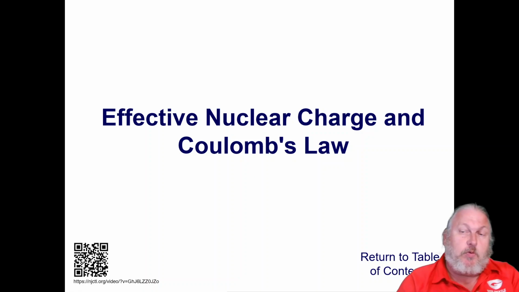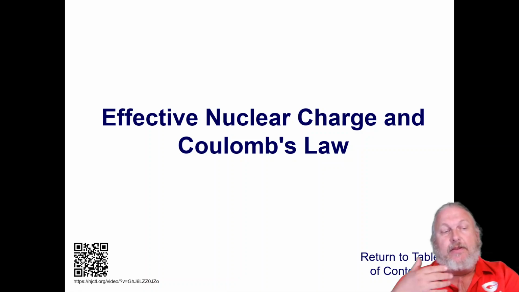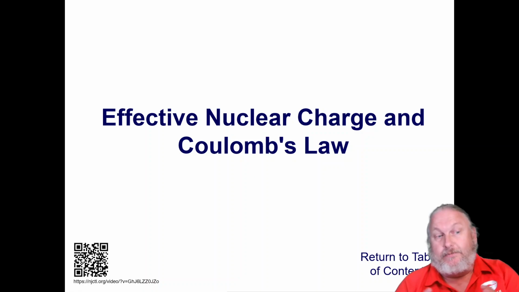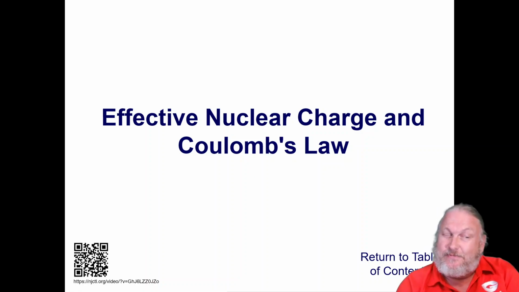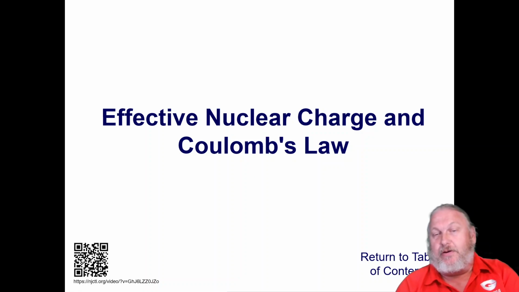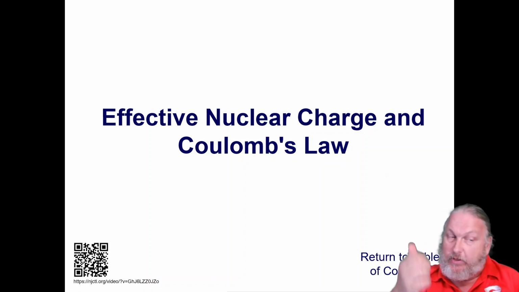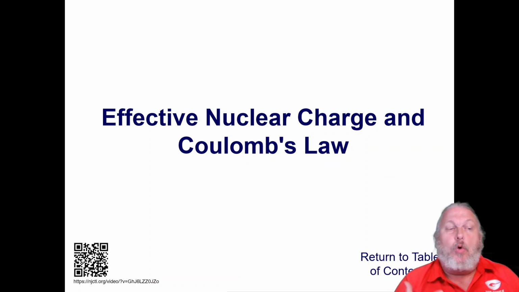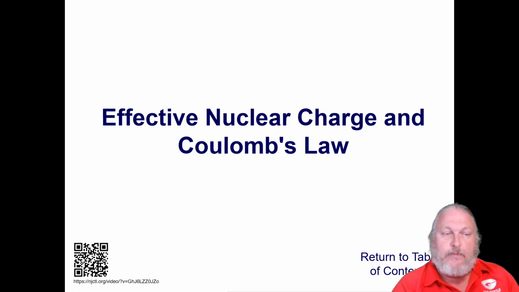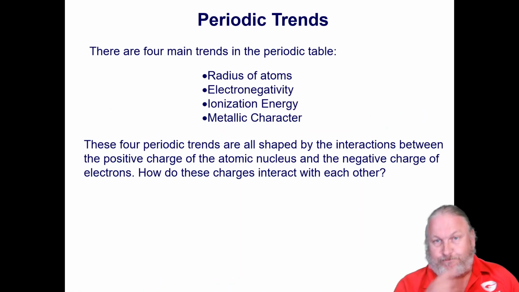So this one, we're going to be talking about the basis of how these elements trend along the periodic table in the different periods, right? And as we go down the groups, why do they act like they do? So this is going to be on the effective nuclear charge and Coulomb's law, which is my favorite law in chemistry because everything is really pretty much based on it.